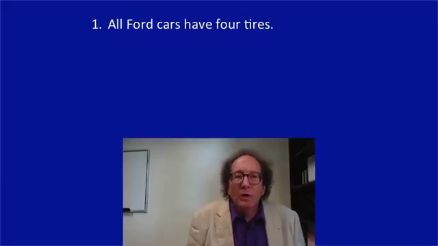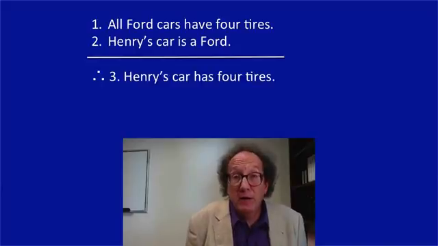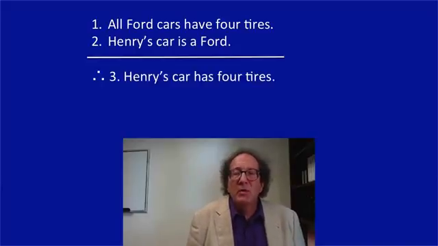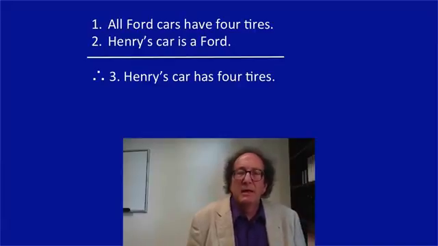All Ford cars have four tires. Henry's car is a Ford, so Henry's car has four tires. Are the premises true? Well, yeah. Our assumptions tell us that all Ford cars have four tires, and then Henry's car is a Ford. And what about the conclusion? Is that true? Sure. That's another one of our assumptions. Henry's car has four tires.